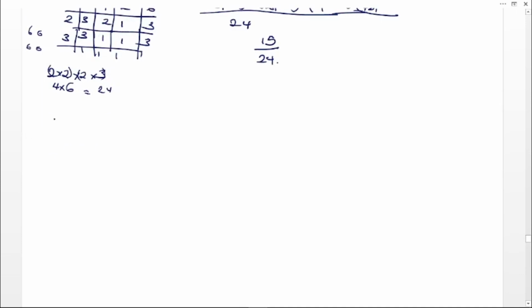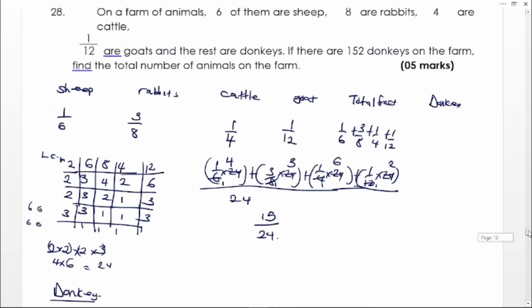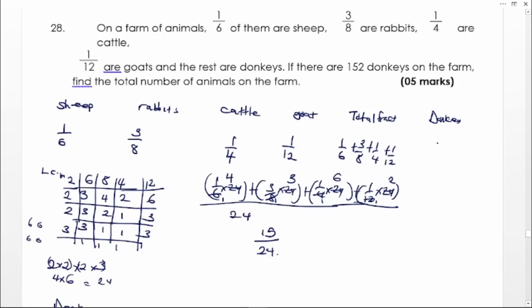Now let us get the fraction for the donkeys. Now the total parts are 24 out of 24. Take away the 15 parts of all the animals. Then this is going to give us 24, then we are subtracting, 24 and 15. 5, 6, 7, 8, 9, 10, 11, 12, 13, and 14. We remain with the 9. 1 minus 1, 0. So 9. So the donkeys take 9 parts there. So our donkeys here will take 24 out of 24 minus 15 out of 24, which is 9 out of 24.